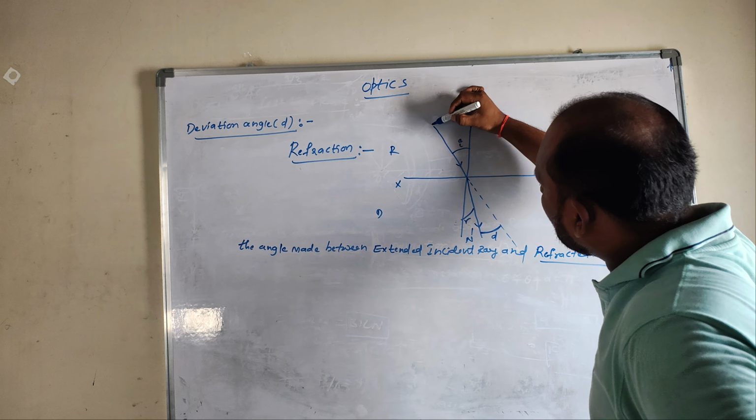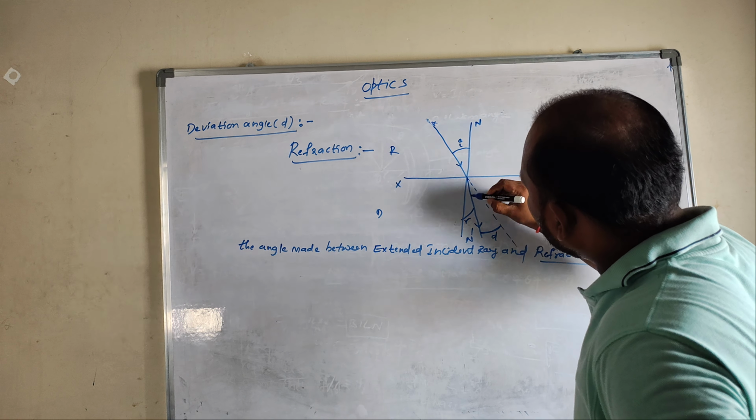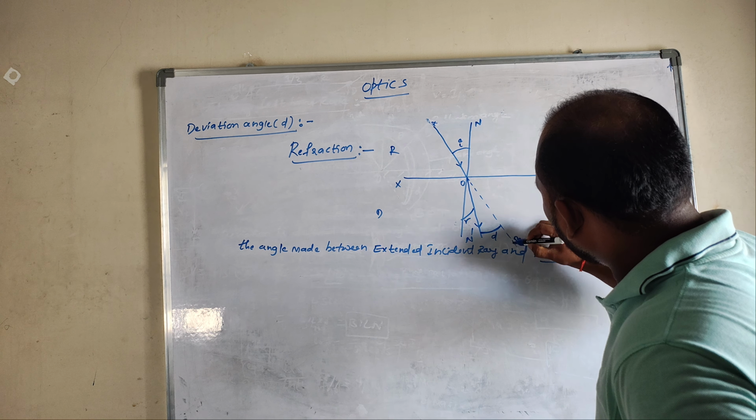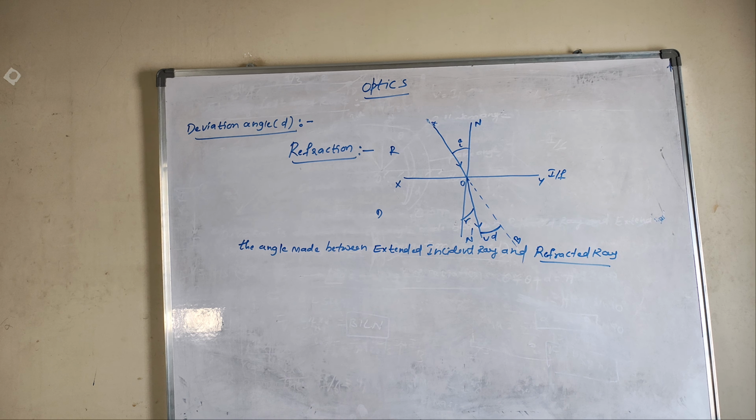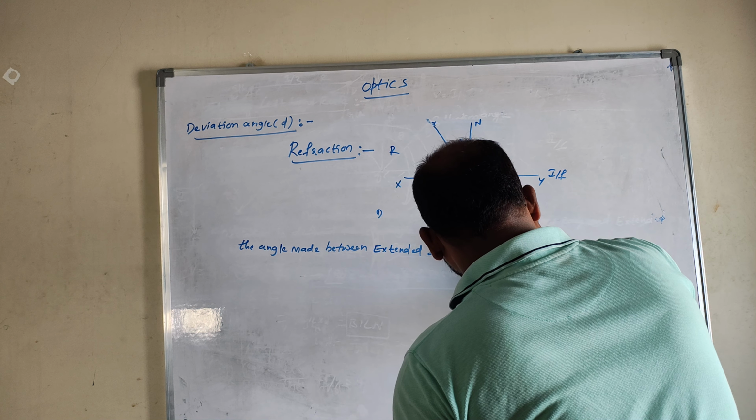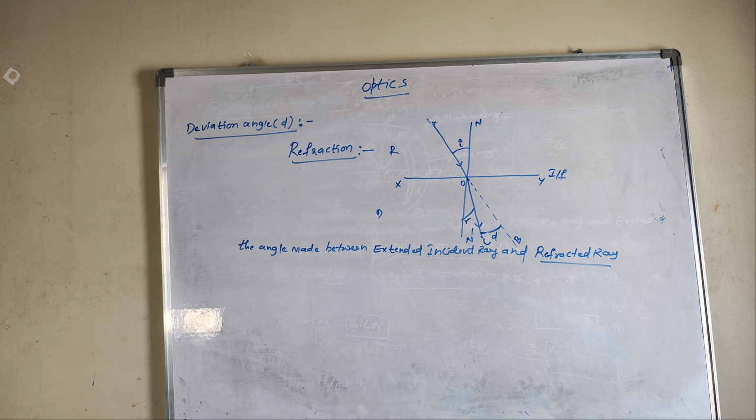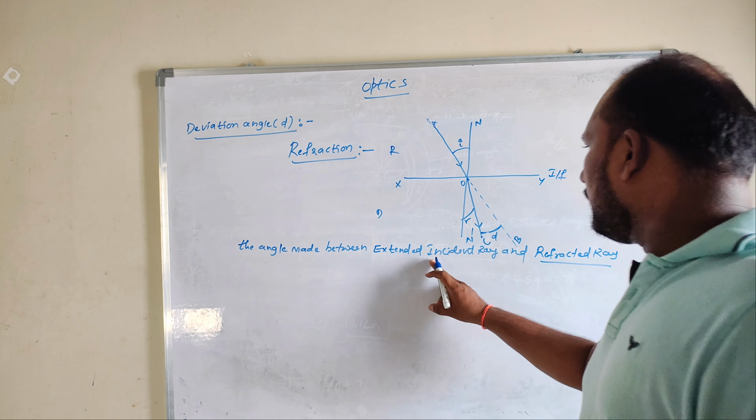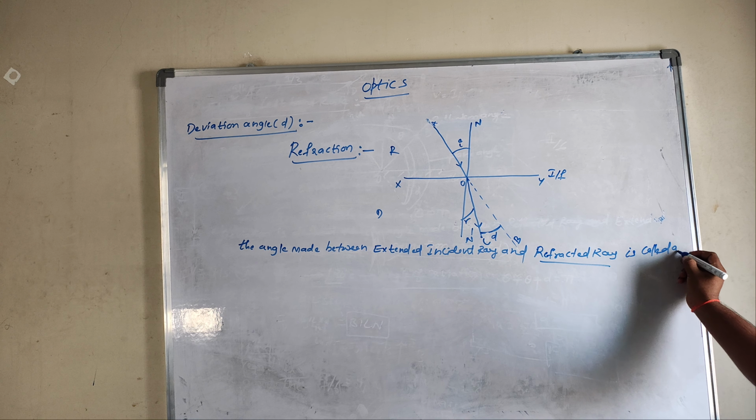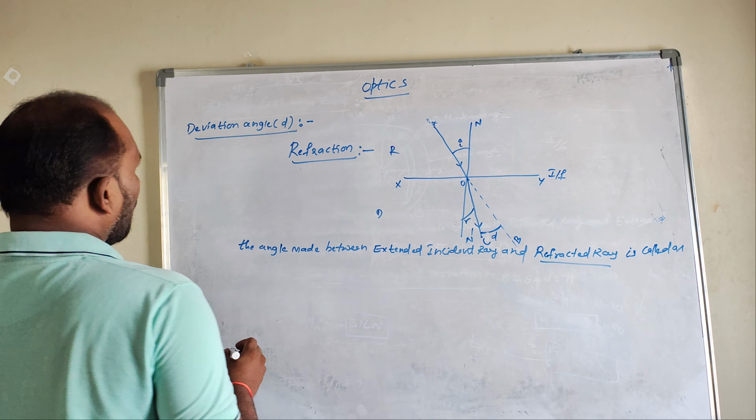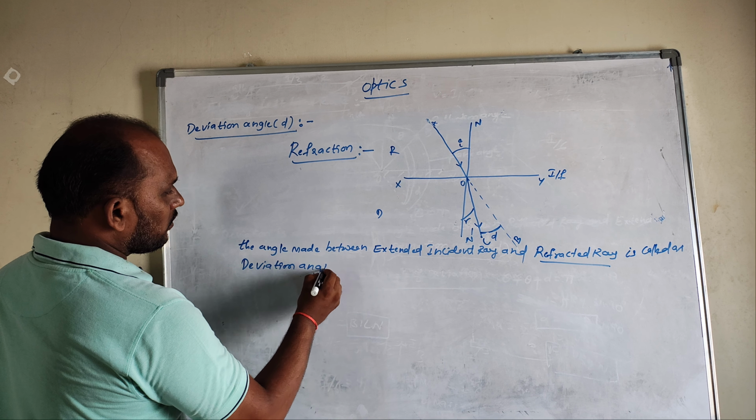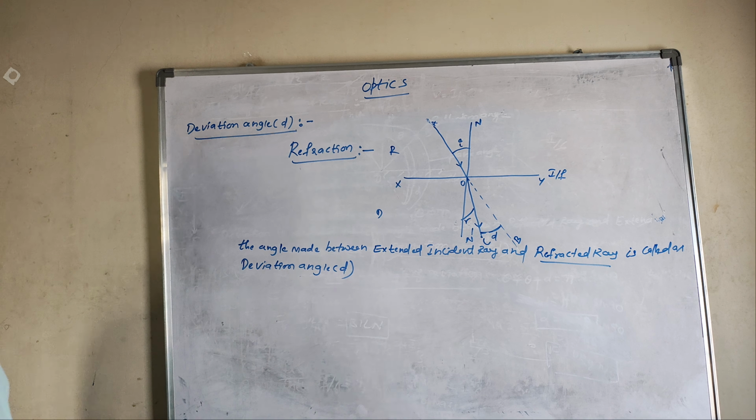So let us say this is O, this is A, and this is B, and this becomes C. Keep in mind, guys, this is C, the alphabet C. D is different from C. So the angle made between the extended incident ray and the refracted ray is called the deviation angle D, once again.